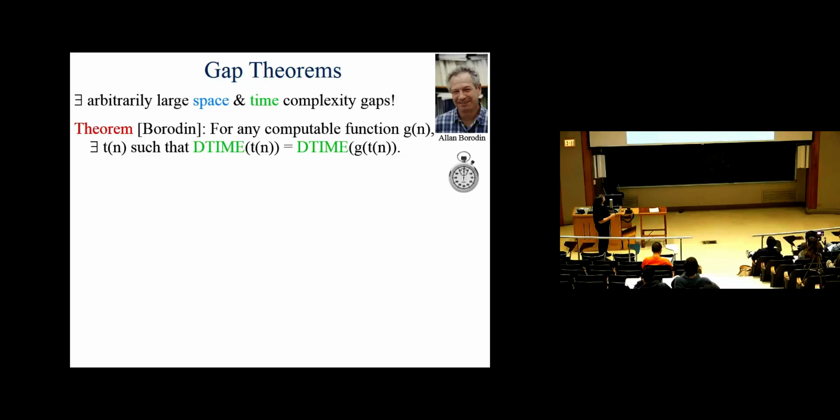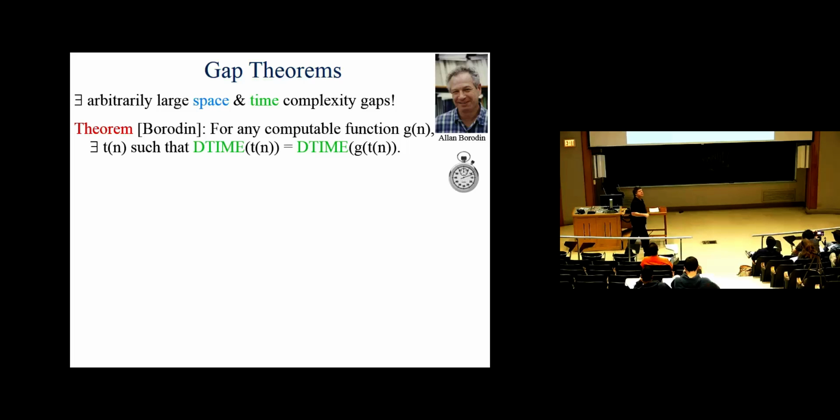So for any computable function g, there exists some other function t such that DTIME(t(n)) is equal to DTIME(g(t(n))). Now, this doesn't contradict the space and time hierarchies. It means that there's a gap between t of n and g of t of n, and g is an arbitrary function you get to choose. So for every g that's computable that you get to choose, I can choose a t that will create an arbitrary large gap between the deterministic time t and the deterministic time g of t.